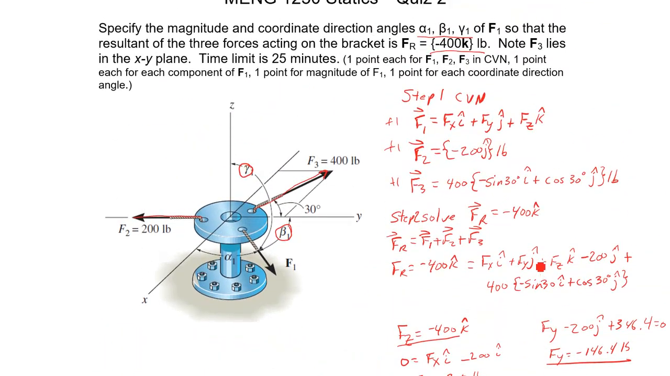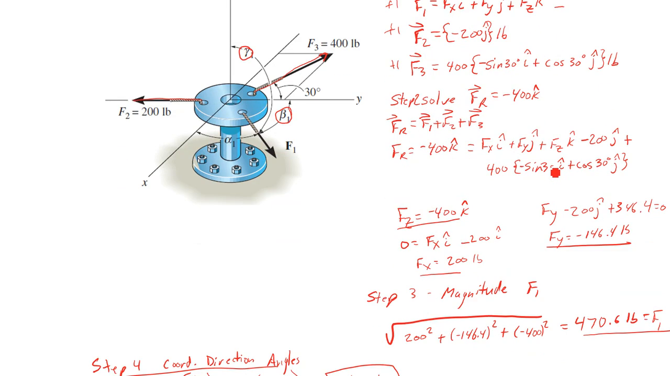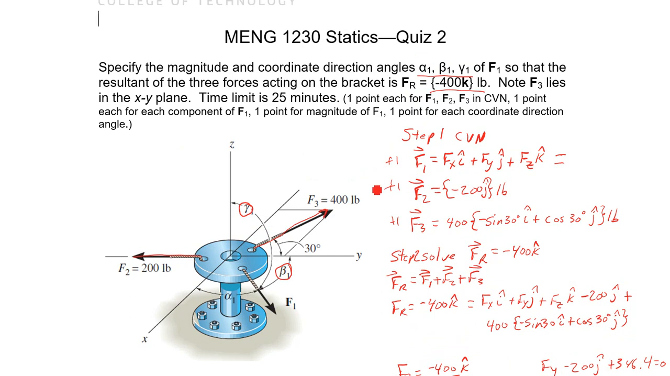So there you have it. So you could have gone back and written this thing here as our components, 200i minus 146j plus negative 400k pounds. You could have done that as well. That would have been sufficient as well. I was just really looking for this setup so that you had some variables to work with when you went to solve for them.